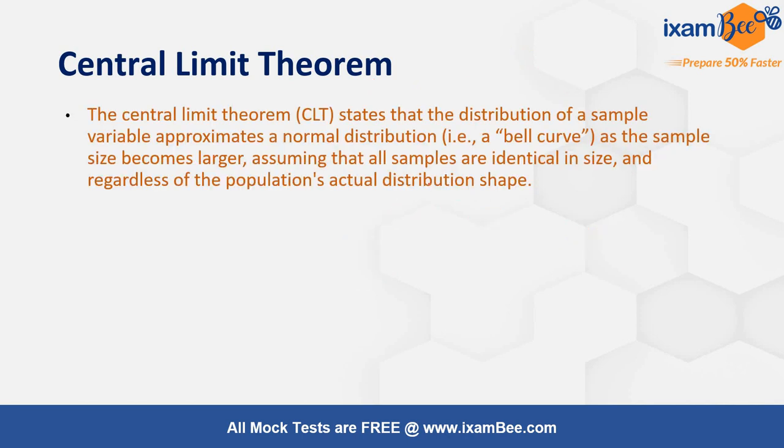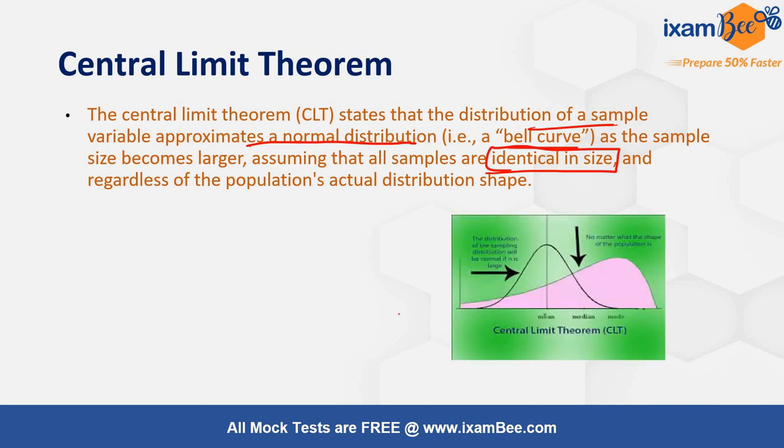So to put it formally, the central limit theorem states that the distribution of a sample variable approximates a normal distribution, that is the Gaussian distribution, which is a bell-shaped curve, as the sample size becomes larger. So assuming that all the samples are identical in size here, and regardless of what the distribution of the population actually is. So I hope you now understood this central limit theorem really well.